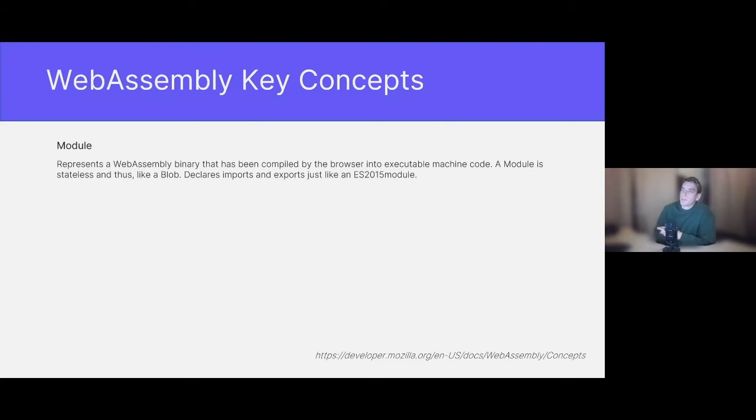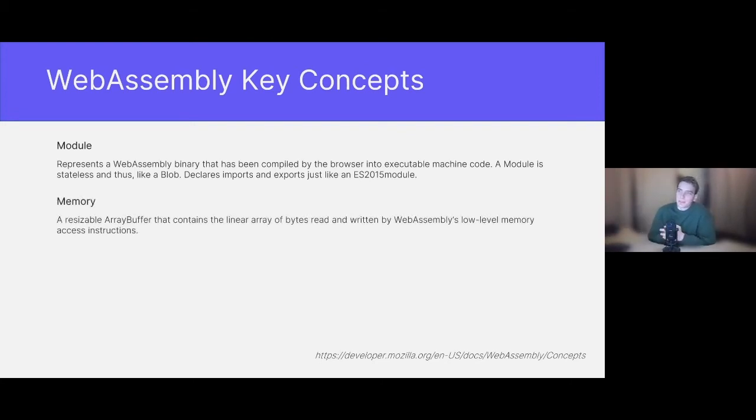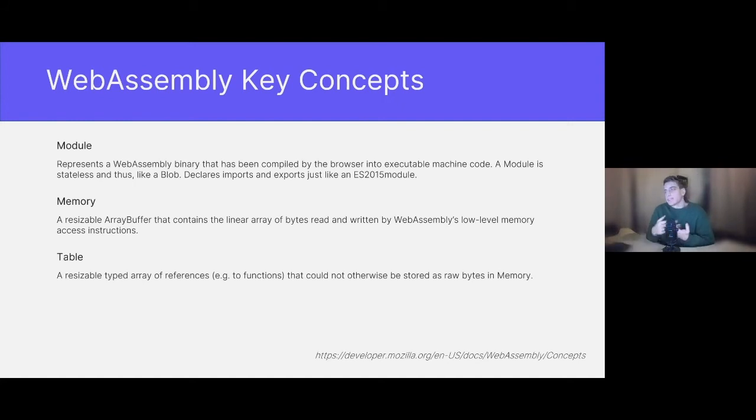So if you move on to the key components of WebAssembly, WebAssembly works in modules. A module is a binary that has been compiled by the browser into executable machine code. A module is stateless, like a blob, and it declares imports and exports like an ES 2015 module. And then there's the idea of memory. It's just a resizable array buffer that contains a linear array of bytes to be read and written by WebAssembly's low-level memory access instructions. Then there's a table. It's just a resizable typed array of references to functions that could not be stored as raw bytes in memory. So it's just the things that couldn't be handled by the existing memory idea.